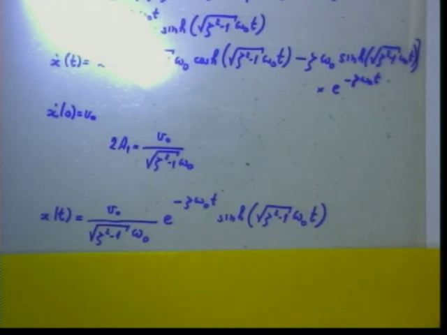So final expression is very neat, I would say. X of t equals v sub 0, and then divided by something and multiplied by some expressions.